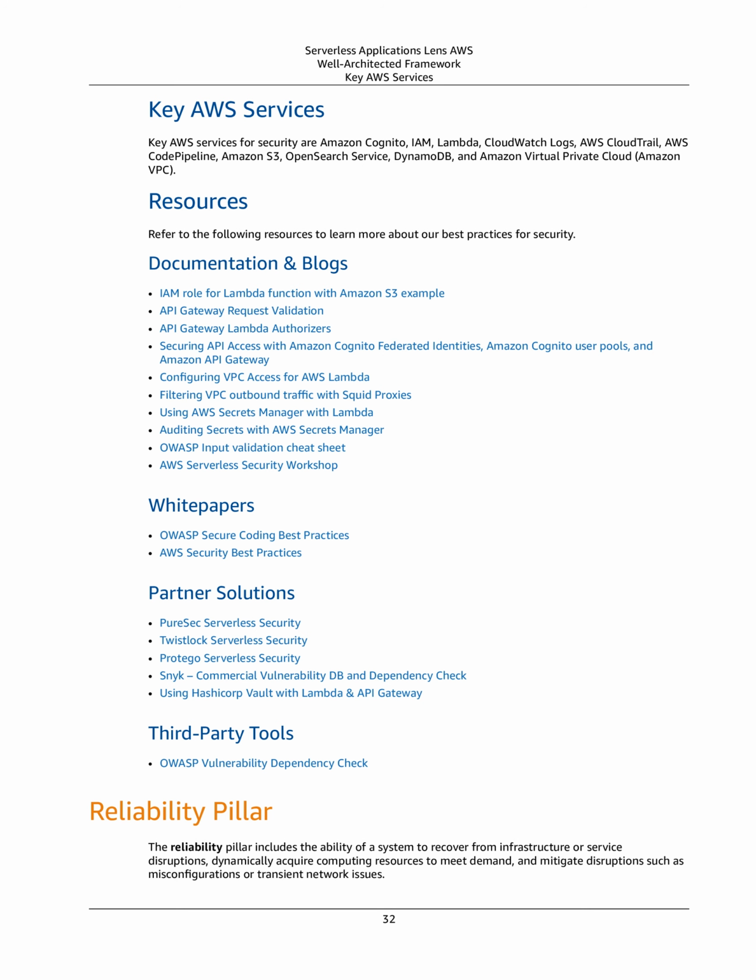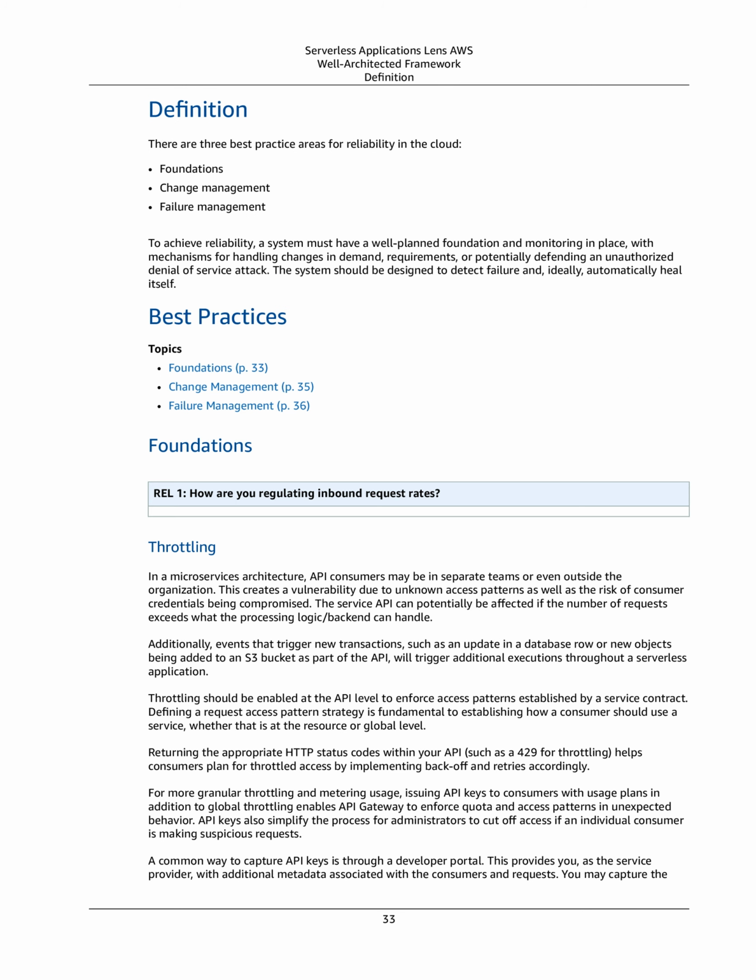Reliability Pillar. The reliability pillar includes the ability of a system to recover from infrastructure or service disruptions, dynamically acquire computing resources to meet demand, and mitigate disruptions such as misconfigurations or transient network issues. Definition: there are 3 best practice areas for reliability in the cloud. Foundations. Change management. Failure management.